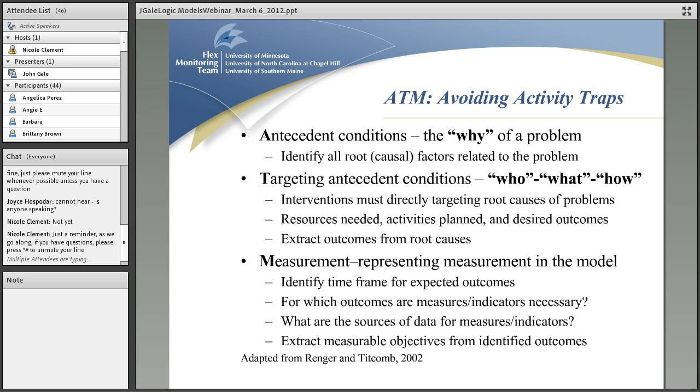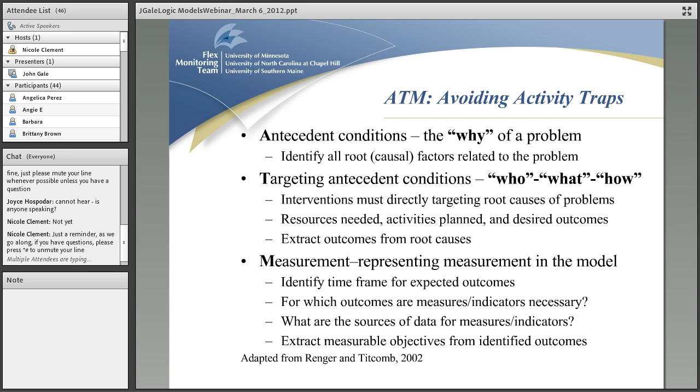And then how is how we're going to implement it. What are we going to do? If we're looking at the business office again, are we going to train them? Is it a training issue? Is it an equipment issue? Is it a staffing issue? You may not even be able to get a qualified billing person in the hospital, so that really changes and directs how you intervene. You've got to identify your resources and your activities and outcomes.